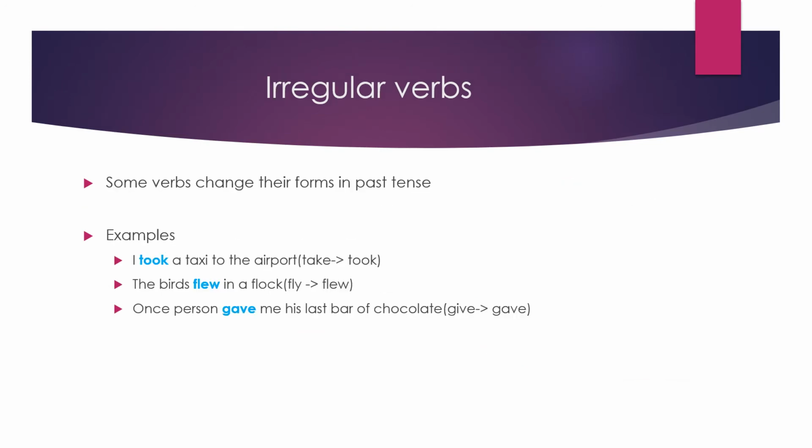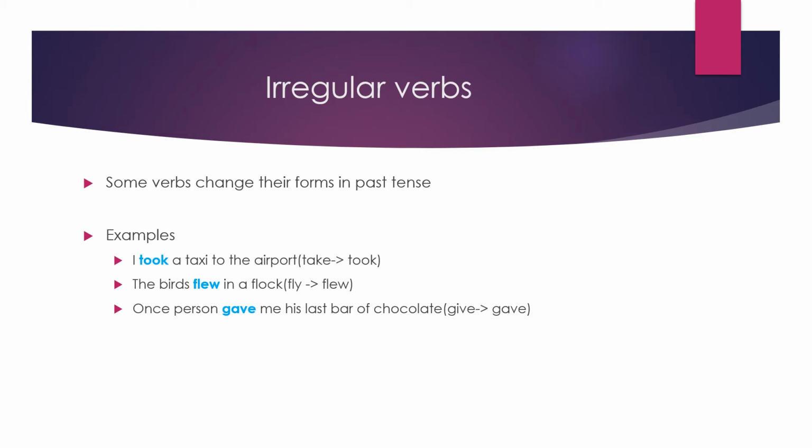Now let us see some examples of simple past tense with irregular verbs. Some verbs change their forms in past tense. An irregular verb is a type of verb that does not add ed at the end of the word to make the past tense or the past participle form. The spellings of irregular verbs can be tricky and may follow a different pattern.